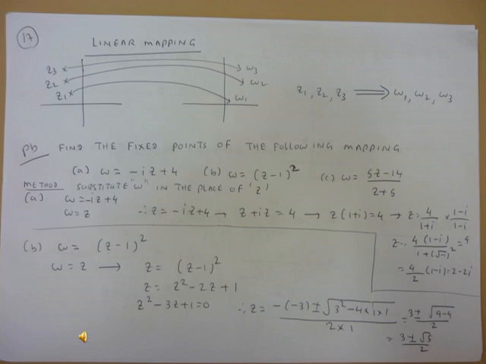And similarly for the equation omega equal to (z minus 1) squared, we substitute z in the place of omega. So that will be z equal to (z minus 1) squared. Therefore z equals z squared minus 2z plus 1. So that will be z squared minus 3z plus 1 equal to 0. Now we compare with az squared plus bz plus c, where z equals minus b plus or minus square root of b squared minus 4ac, divided by 2a.